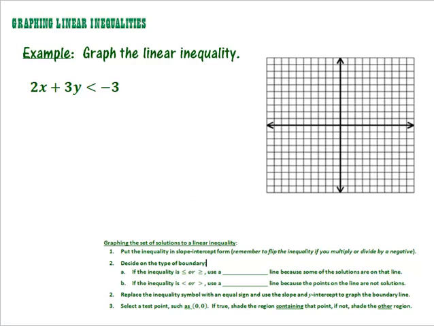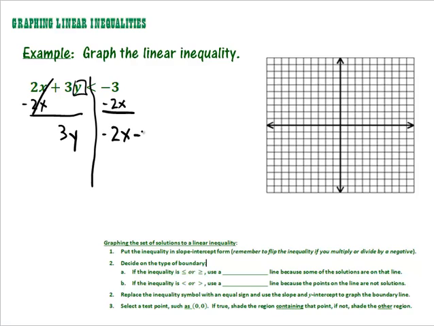Step 1 says that we are going to put the inequality in slope-intercept form. Remember, if we have to divide or multiply by a negative, we have to flip the inequality. I want to solve for y, so I'm going to get rid of this 2x by subtracting 2x on both sides of the inequality. Those cancel, and I'm left with 3y. On the right side, I have negative 2x minus 3. We're going to leave our inequality there.